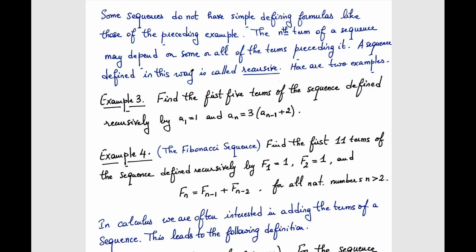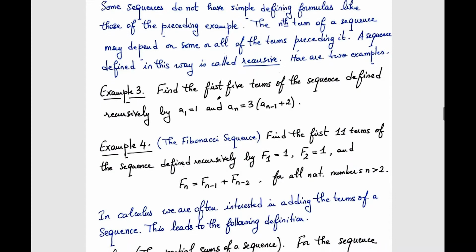So as we said before, some sequences are given by the recursive formula or the recurrence formula. Here's an example. Find the first 5 terms of the sequence defined recursively by a1 is 1, so the first term is 1, and the nth term is 3 times the quantity, the previous term, the n minus 1st term, plus 2. Okay? So what do they want? They want us to find the first 5 terms of the sequence.